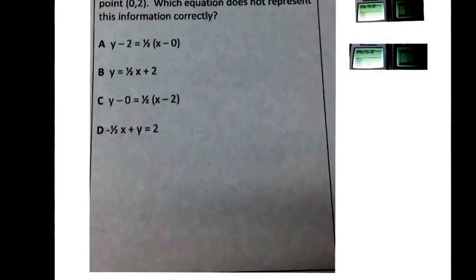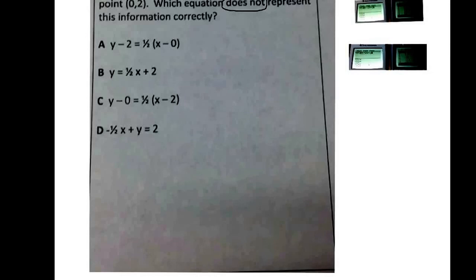Alright, the first problem says a line having a slope of 1/2 passes through the point (0, 2). Which equation does not represent this information correctly? So that's a key part right there. That means 3 of these are right and 1 of them is wrong, and we're looking for the wrong answer, and that's going to be our right one.